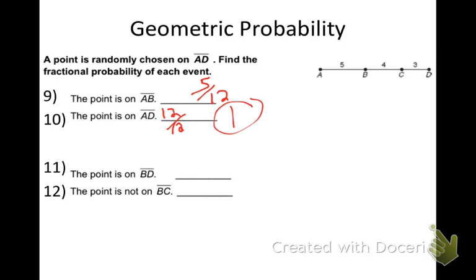Nice job. Number 11, the point is on BD. What's the probability of it falling onto BD? What do you say, Jace? 7 over 12. And number 12, the point is not on BC.